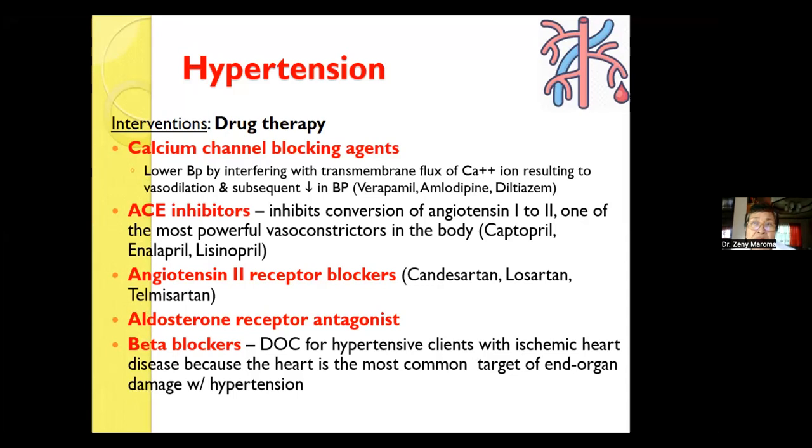Si amlodipine nagkakaroon ng leg edema, ng pedal edema. Kaya kailangan talaga monitor the blood pressure. Kailangan marunong yung kasama sa bahay mag-take ng blood pressure as well as monitor for side effects. So the doctor can make combination.